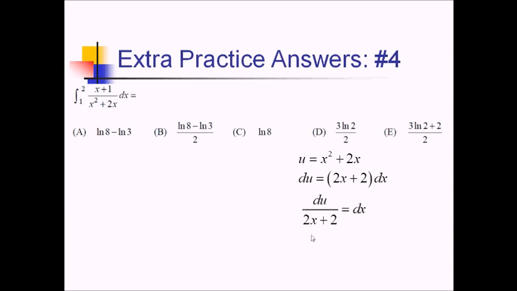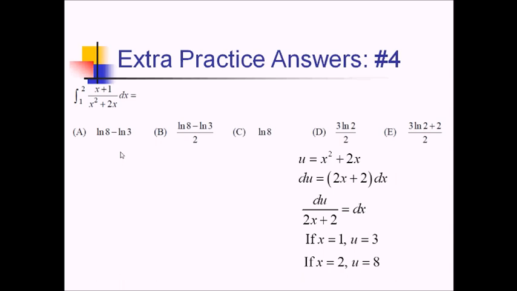And I'm also going to have to turn these x values into u values. So if x equals 1, then u is going to be, 1 squared plus 2 is going to be 3. And if x equals 2, 2 squared plus 2 times 2 is going to be 8 for my u value.